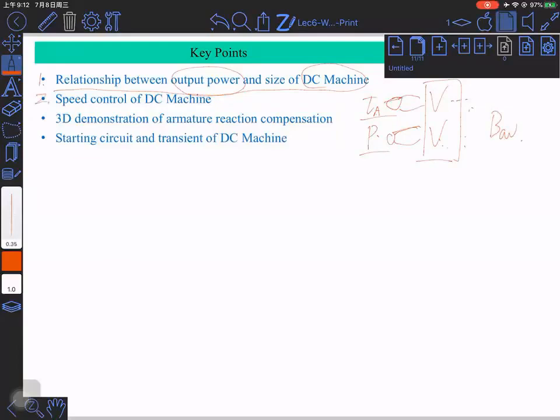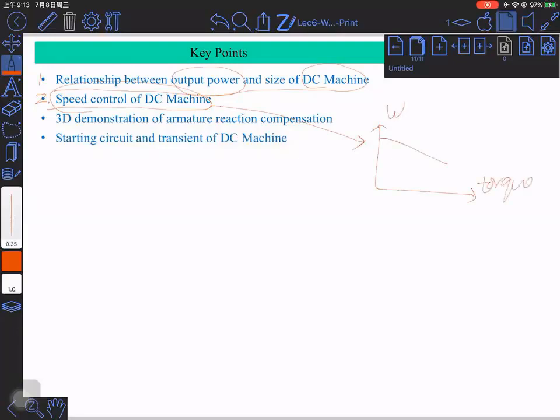Next, we looked at the speed control of the DC machine. We realized that the torque-speed characteristic curve has a negative slope. This negative slope means when we increase the torque, the speed has to decrease. And we can do some speed control to compensate for this and bring back the speed.